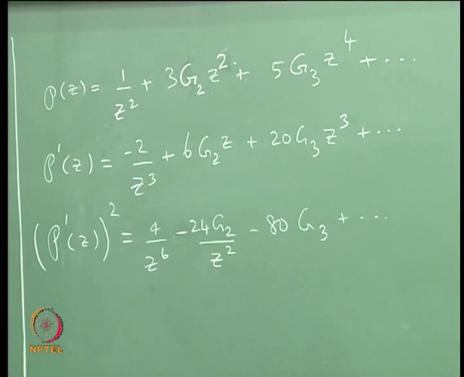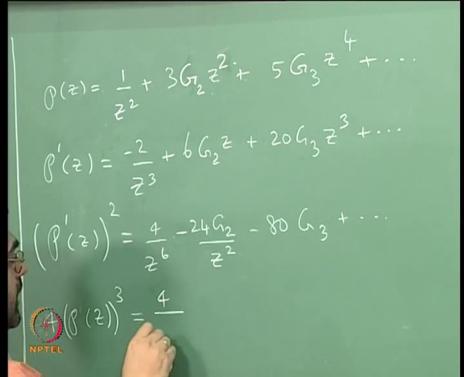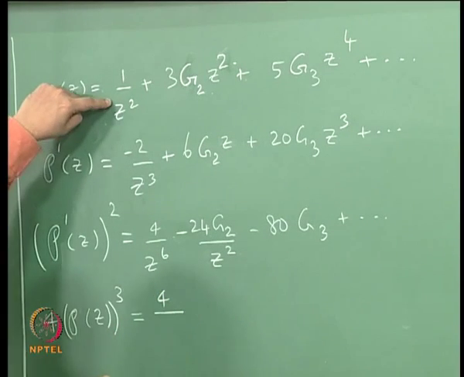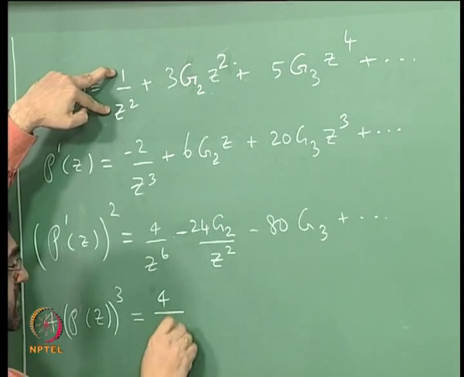Then I also calculate 4 phi of z cube, this is what I want, and this turns out to be, well, if you do it by hand it is 4 by, so phi of z is this, if I take phi of z the whole cube I will get 1 by z power 6 and 4, so I will get 4 by z power 6, okay.